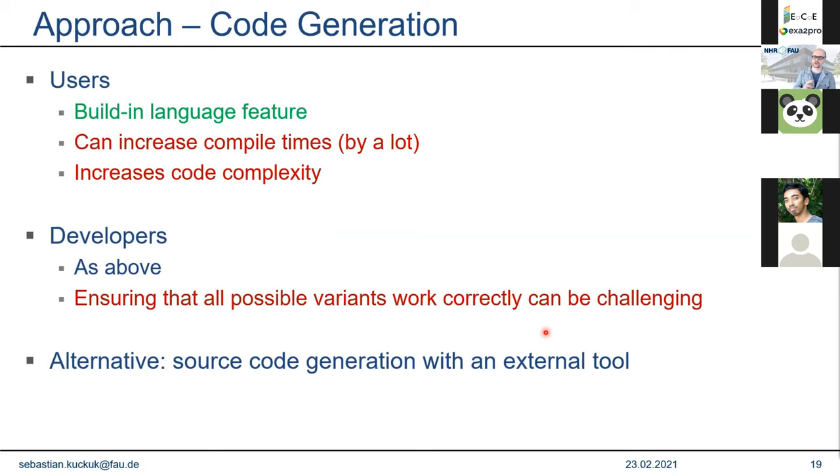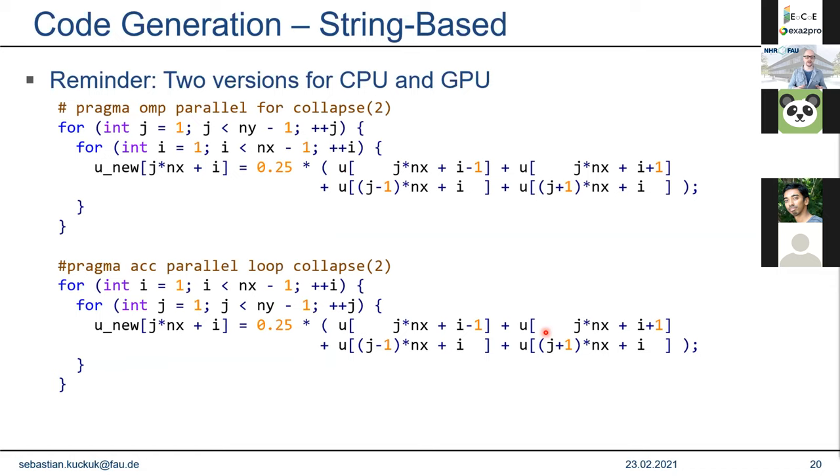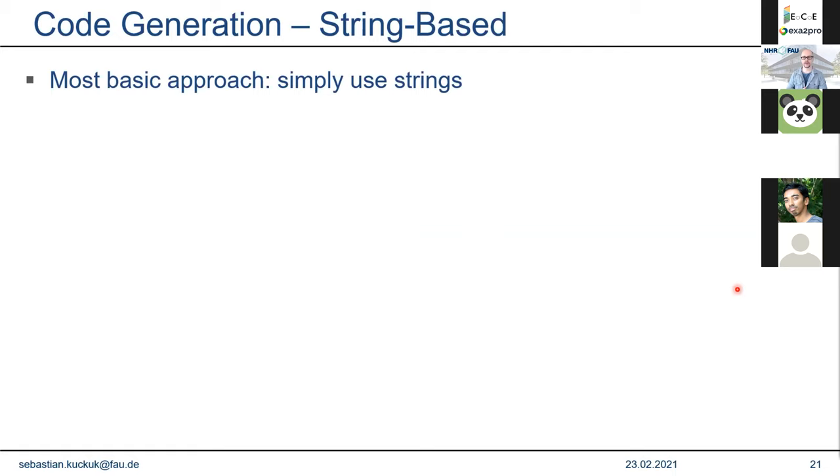And just as a reminder, this is our use case, or has been our use case. We want to have the same code running on CPUs and GPUs parallelized with OpenMP and OpenACC. So of course, the most straightforward approach, if you want to generate this, is just to say, okay, this looks rather similar, I just do some string manipulation. And in practice, there are really projects using that. And if you don't do something too complicated, it works.